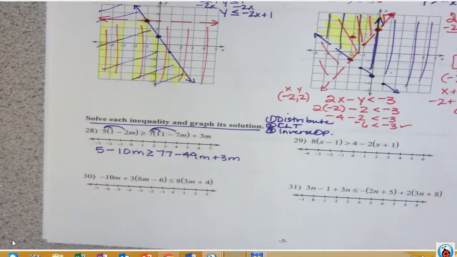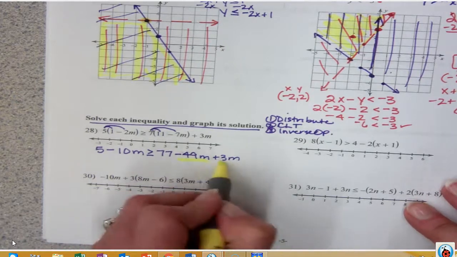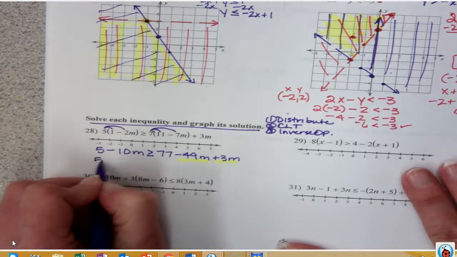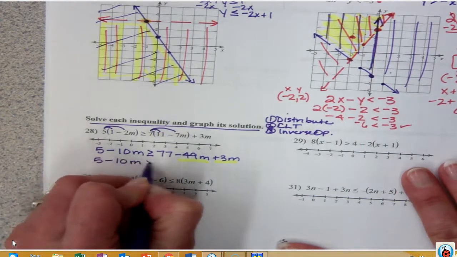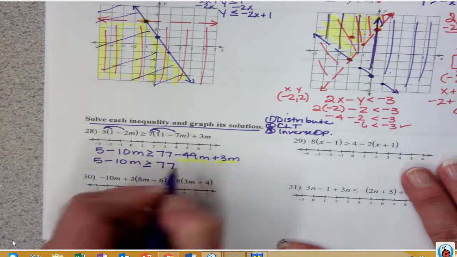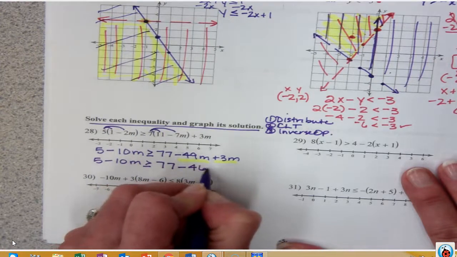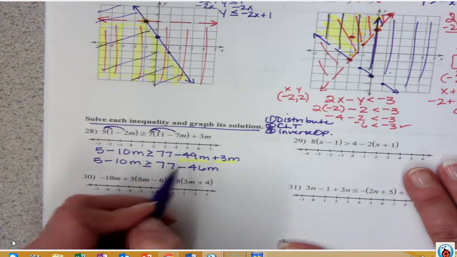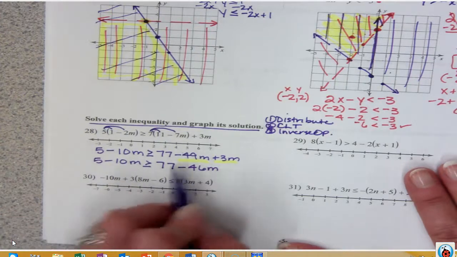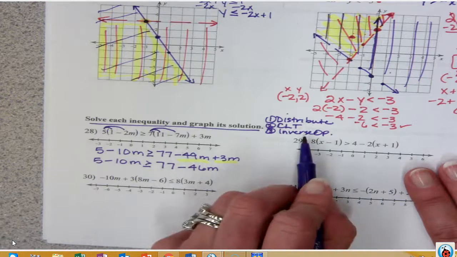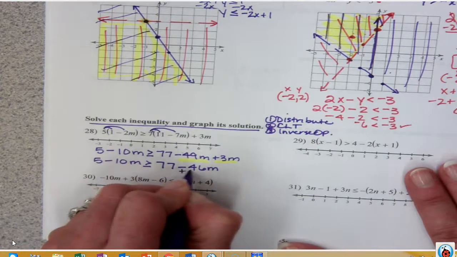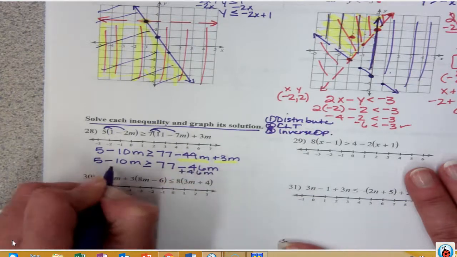So over here I don't have any combined like terms. All my terms are different, so I can't combine them. Over here I've got two terms that need to be combined. This one has an m and this one has an m. I did nothing to this side, so I'm going to leave that side the same. I've done nothing to the 77, but when I combine these, I'm going to get negative 46m. Now I can start using my inverse operations. I'm on to step 3. So to do that, let's add 46m to both sides.